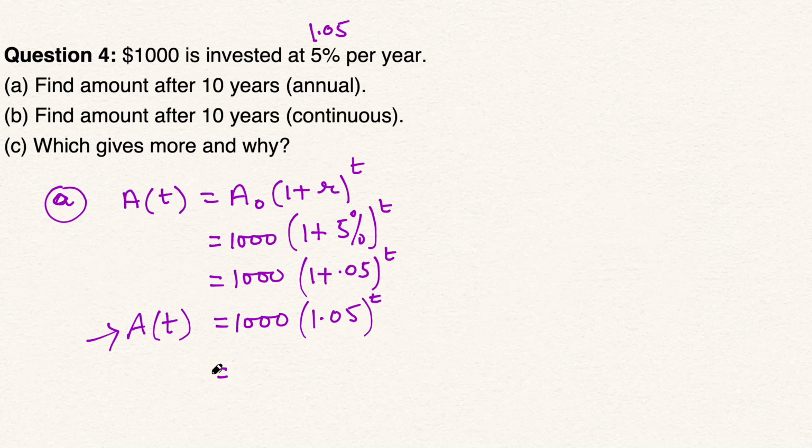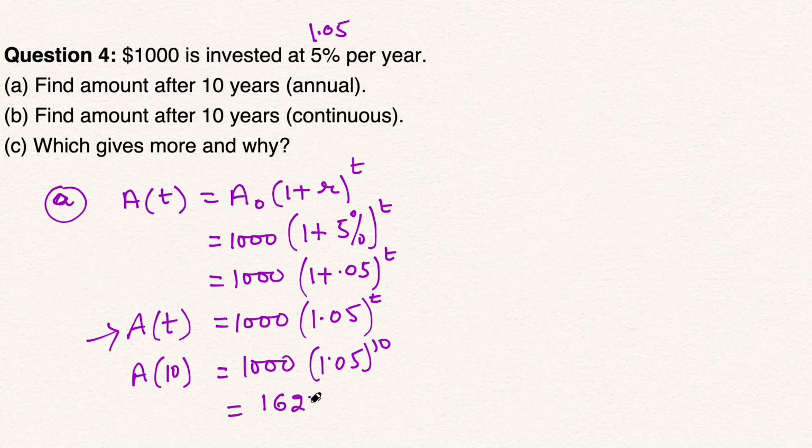Okay. So now the first question is 10 years. After 10 years, that means time is 10 years. Now comes our best friend, the calculator. This is 1628.894627. I have to round it off to proper dollars. So it's approximately $1,629.